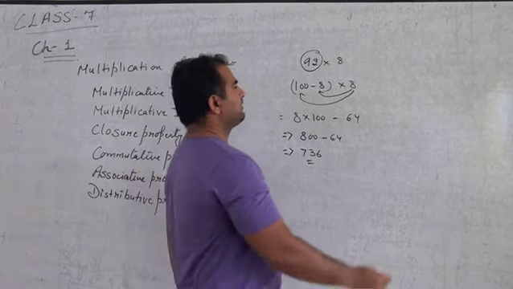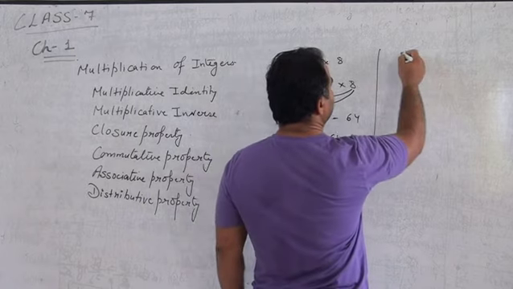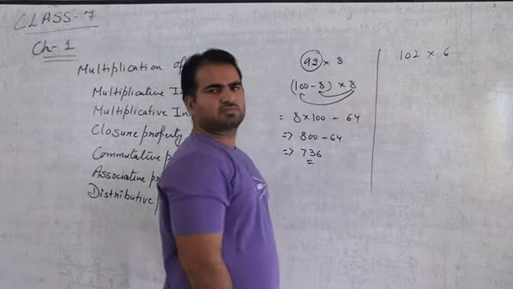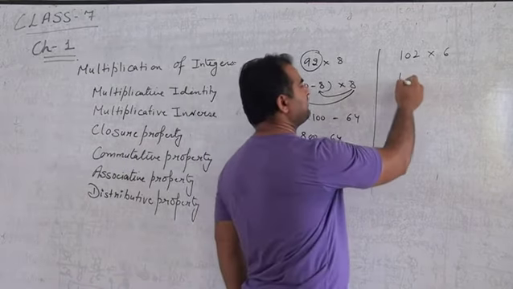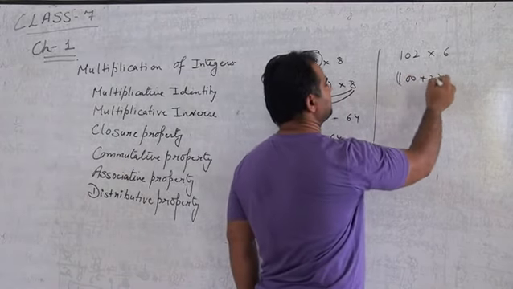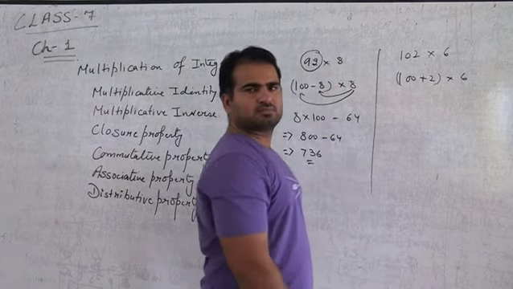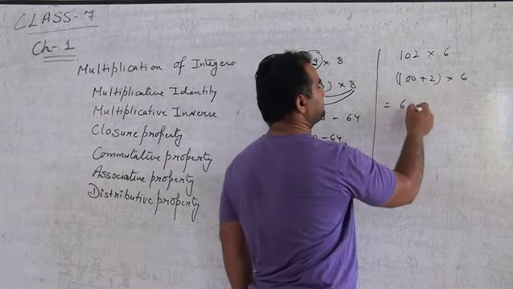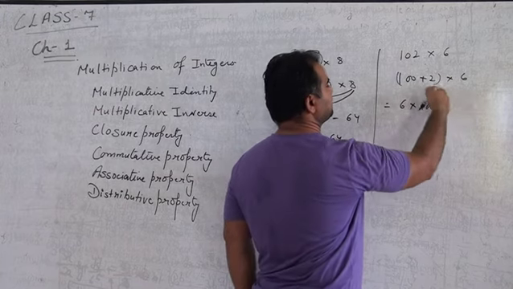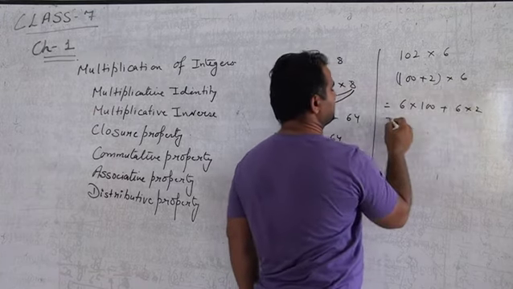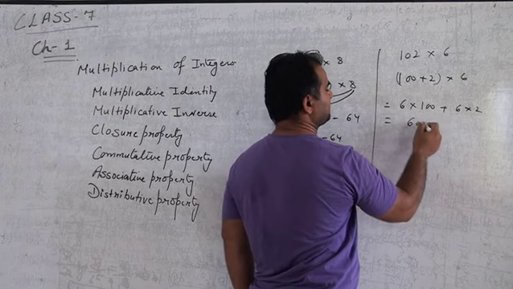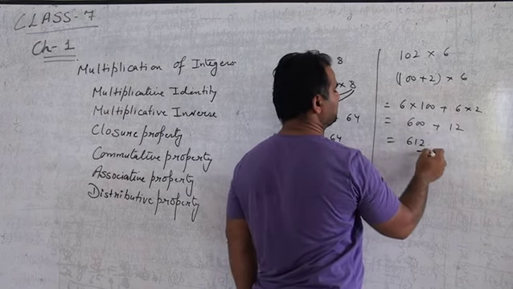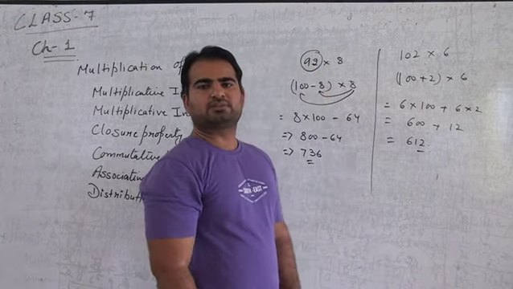If it is 102 into 6, we can write it like this: 100 plus 2, multiplied by 6. Next step: 6 into 100 plus 6 into 2. What is 6 into 100? 600. And what is 6 into 2? 12. The answer will be 612. It is our final answer.